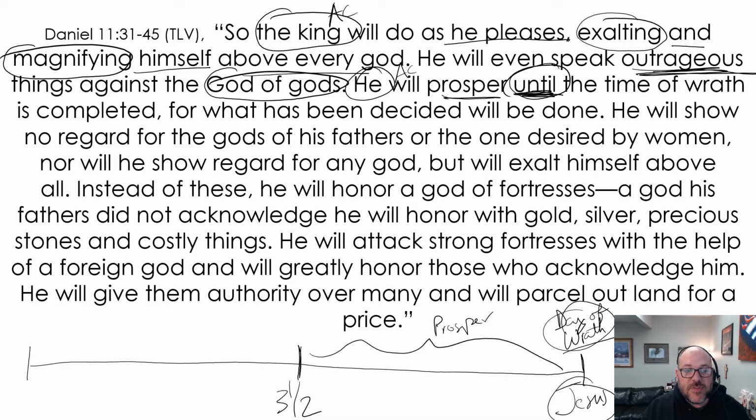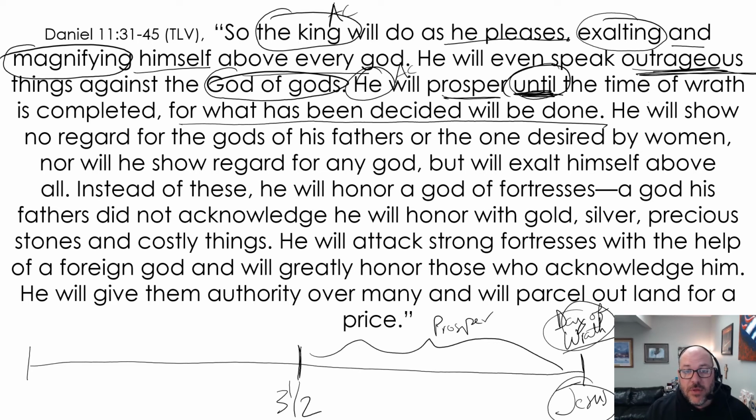He will exalt himself to be God. He will say outrageous things against the God of gods. He will do this until the wrath is completed, for what has been decided will be done. In other words, God is sovereign and he is going to make it happen. This is God's doing. God has decided beforehand how it's going to play out. All of the events have really been preordained by God.